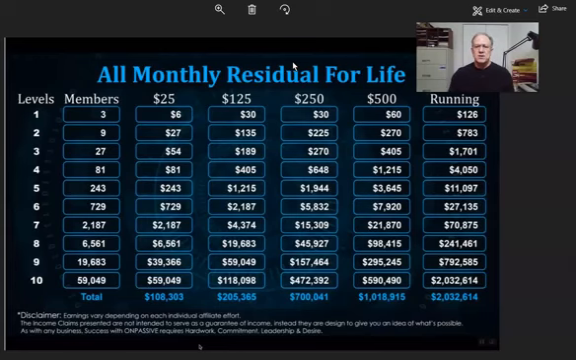And if you look at this matrix, you can see that when I build this thing out, with all 10 levels, I will make $2,032,614 a month. That's a lot of money. And the question people have is, how can they pay so much out? And the answer to that is because they're bringing in $79 million with this one matrix.